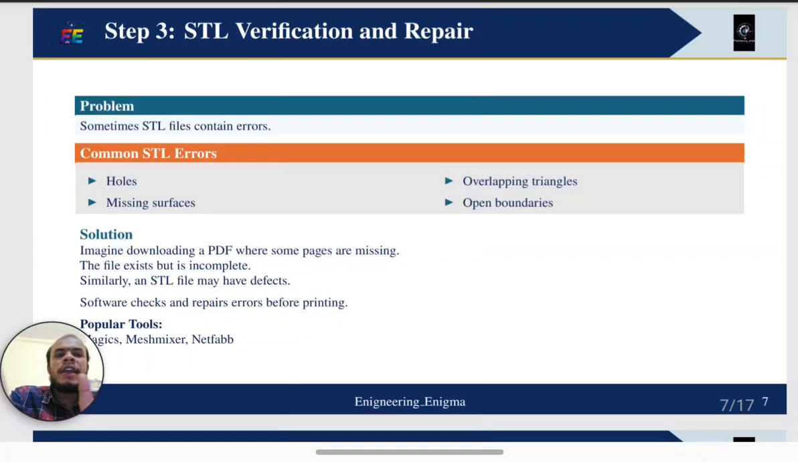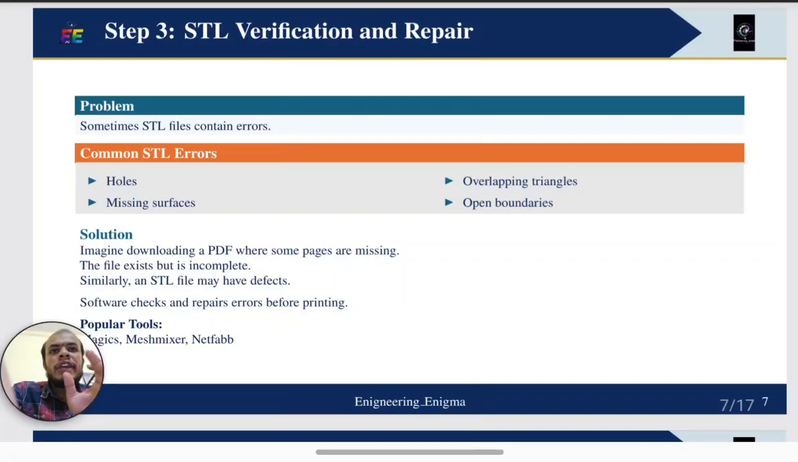Now we have an STL file with us, but sometimes STL files contain errors. So let us understand with an example. Suppose you download a PDF, let us say. When you open it, you discover that some pages are missing. So the file exists, but it is incomplete. The same thing happens with STL files also. Common errors include holes, missing surfaces, overlapping triangles, open boundaries. Okay. If we print an incorrect STL file, the final object may be defective.